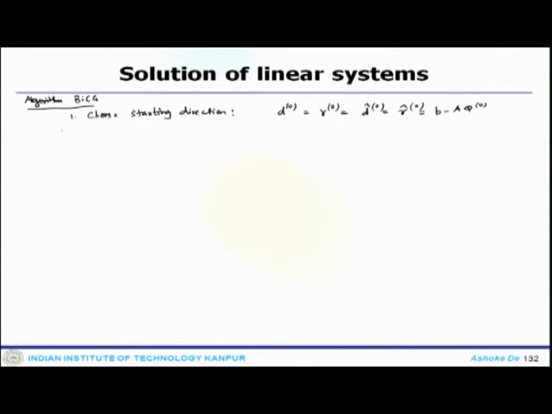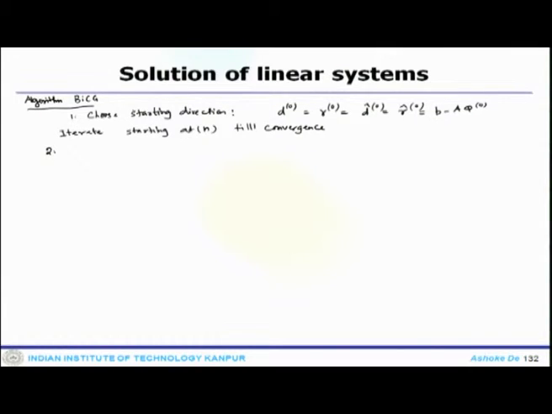Now, then obviously you need to iterate starting at n till convergence. So, that one has to do. You have to iterate that till you get the convergence.